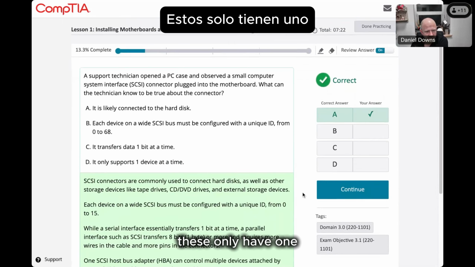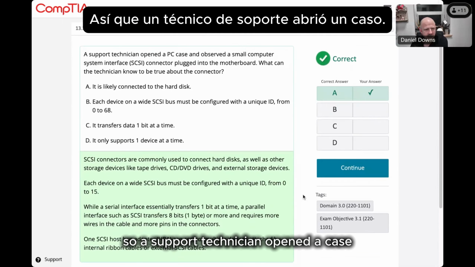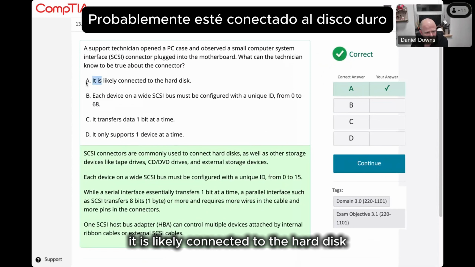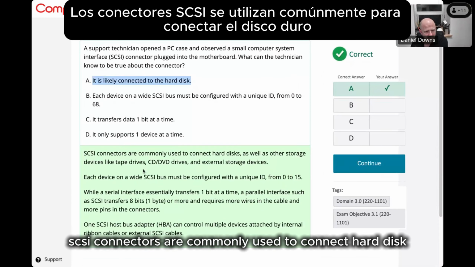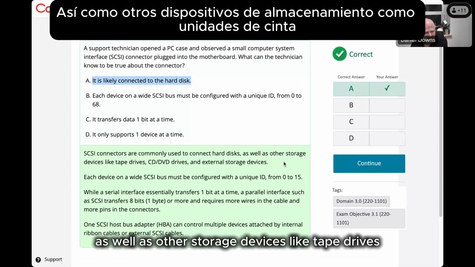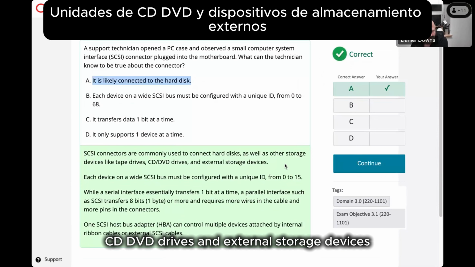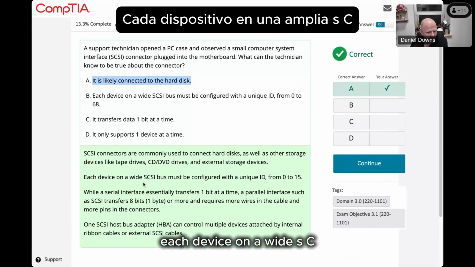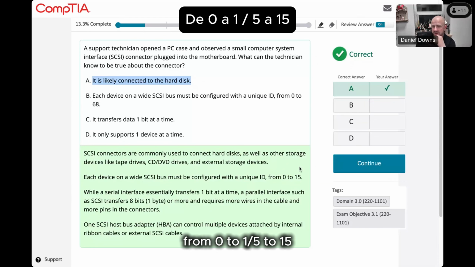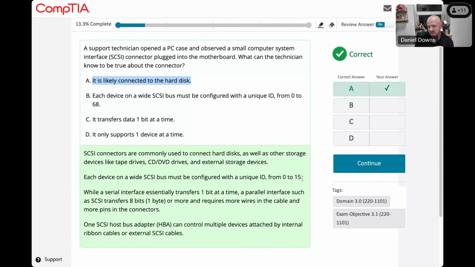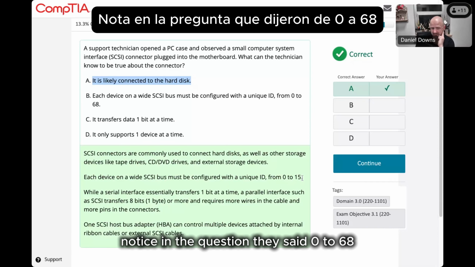These only have one. So, a support technician opened a case. It is likely connected to the hard disk is the correct answer. SCSI connectors are commonly used to connect hard disks as well as other storage devices like tape drives, CD and DVD drives, and external storage devices. Each device on a wide SCSI bus must be configured with a unique ID from 0 to 15. Notice in the question they said 0 to 68.